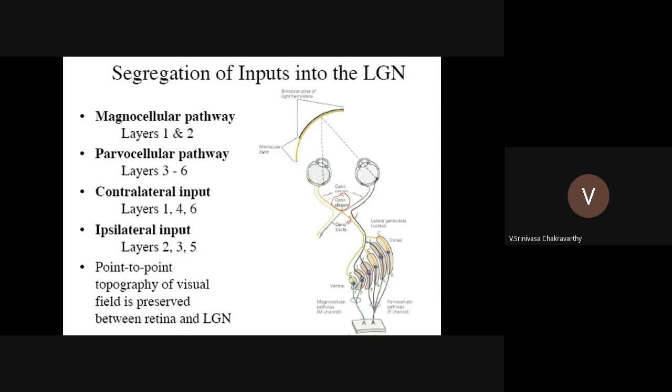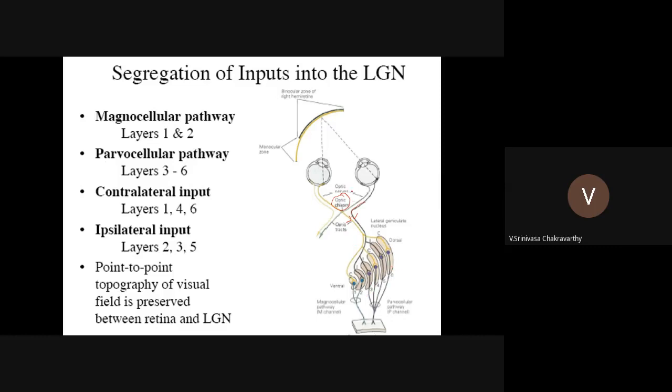So if you look at all these fibers, within them you have the magnocellular pathway and the parvocellular pathway. Among these fibers, the magnocellular fibers go to layers 1 and 2. Layer 1 is here, layer 2 is here. Similarly, the parvocellular pathway goes to layers 3 to 6. Okay, so there's a very nice rerouting here.